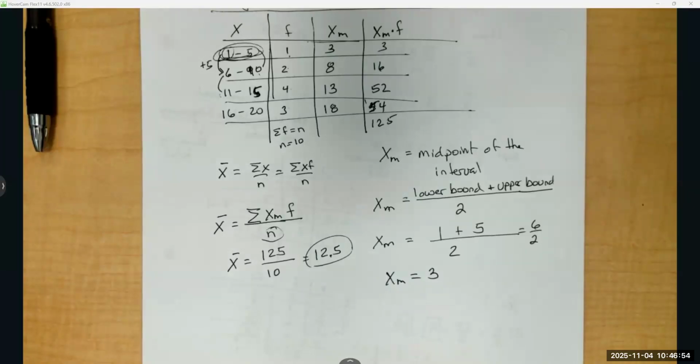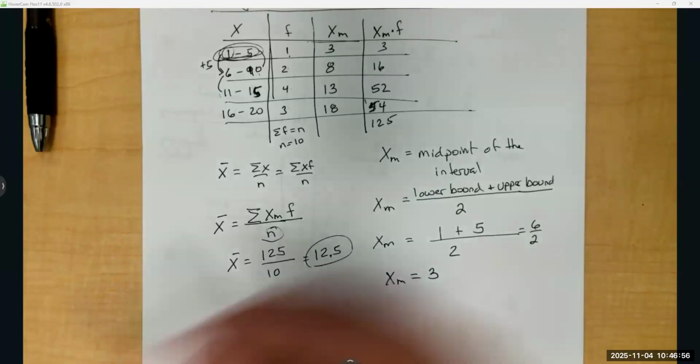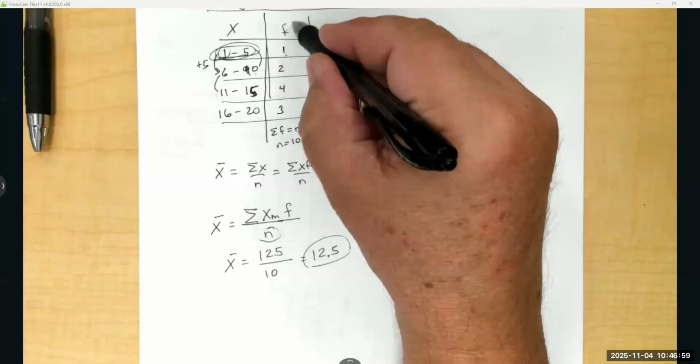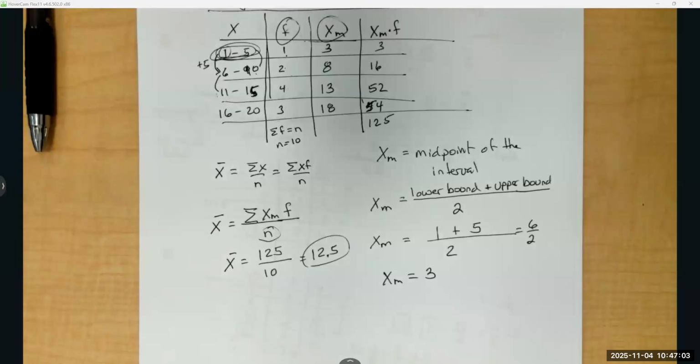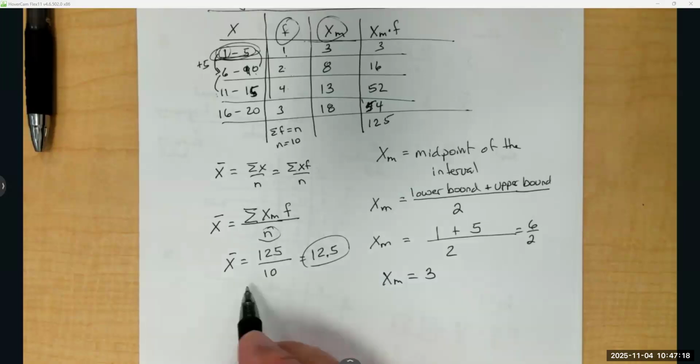The frequency times xm. Yeah, and that's another thing. We have to learn how to build these charts. So you're given a formula, you have to build the formula. Because trust me, it'll become much longer when we do variance and deviations. So it'll be a longer formula. So that's the mean.